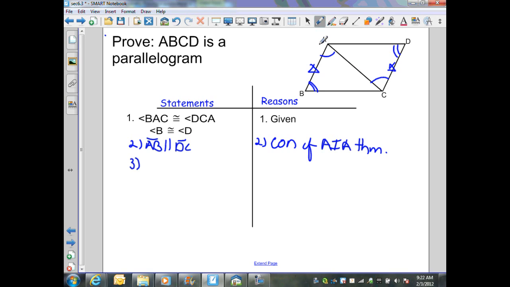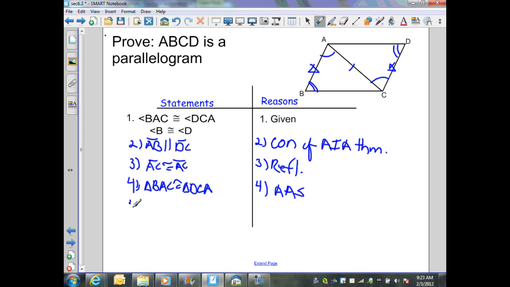To do that, I just need to state AC is congruent to segment AC by the reflexive property. Now, having that information can get me my two triangles congruent. Therefore, I can state triangle BAC congruent to triangle DCA. And that is by the angle-angle-side theorem. Once I have that, I can use corresponding parts of congruent triangles to get more information.